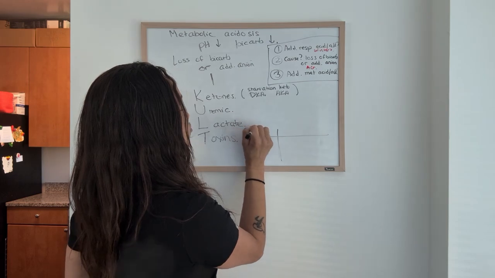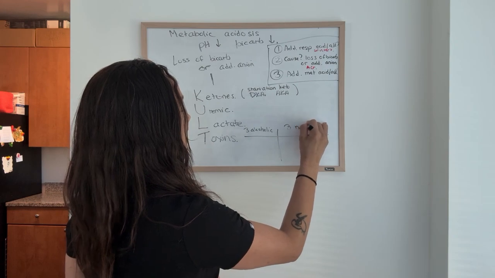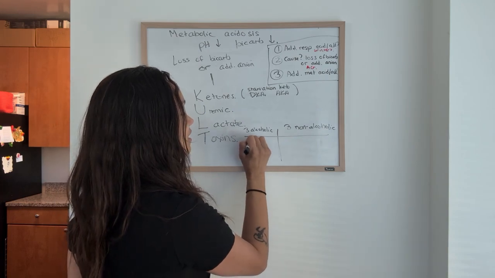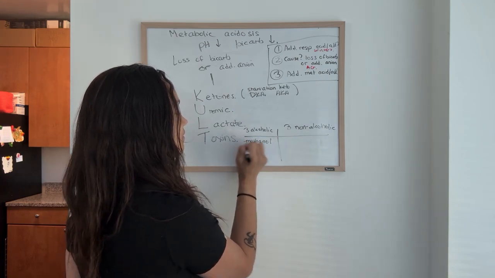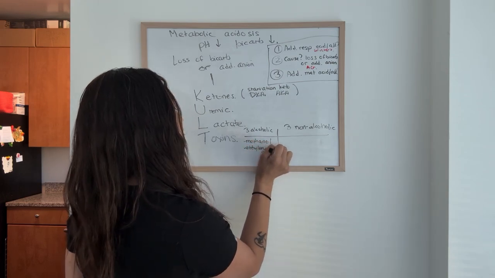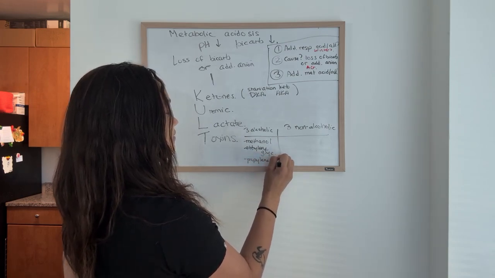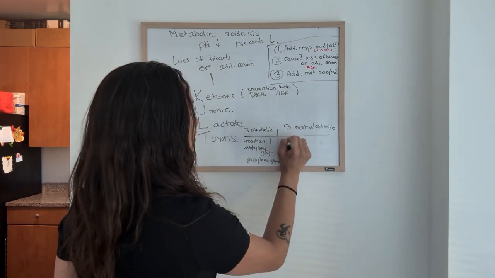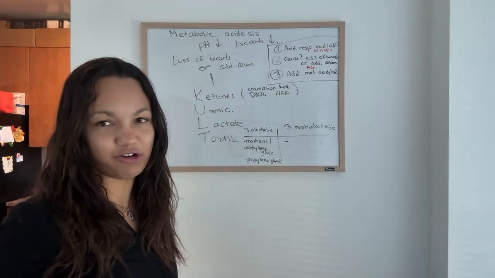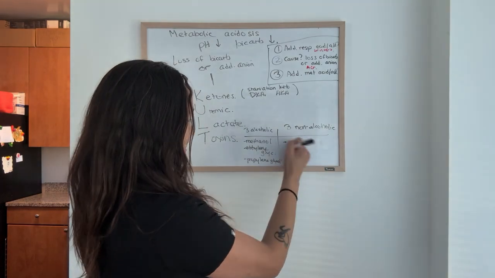So there are 3 alcoholic toxins and 3 non-alcoholic toxins. My 3 alcoholic toxins are methanol, ethylene glycol, and propylene glycol. And if it helps, I sometimes think MEP to remember the alcoholic toxins. So 3 non-alcoholic toxins, there are 2 A's and an I. I don't know if that helps.